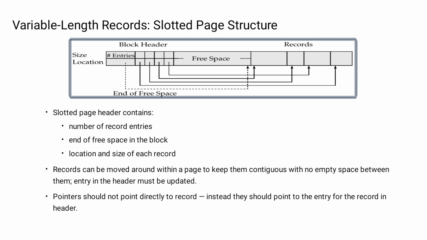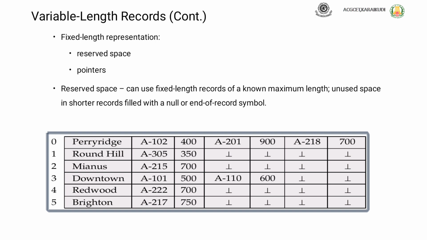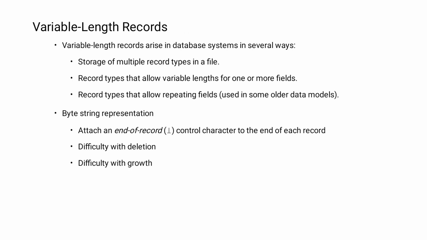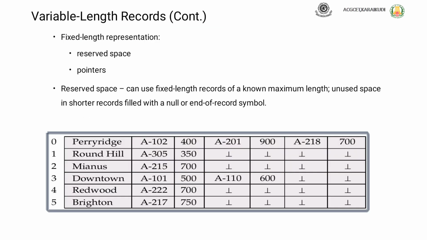A simple method for implementing variable length records is to attach a special end of record symbol at the end of each record. We can then store each record as a string of consecutive bytes. This byte string representation has some disadvantages.